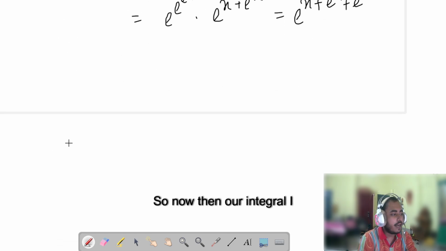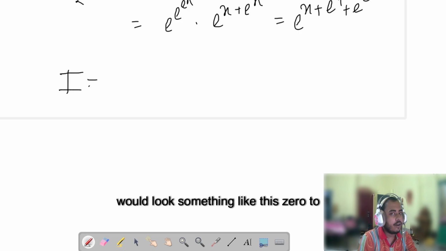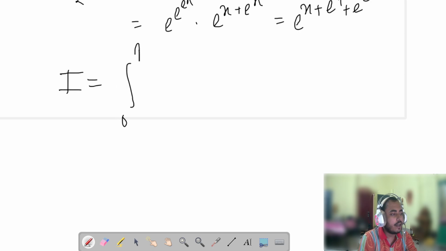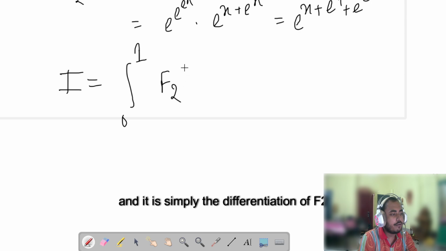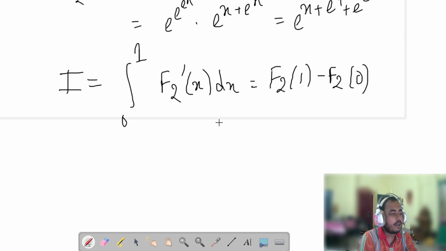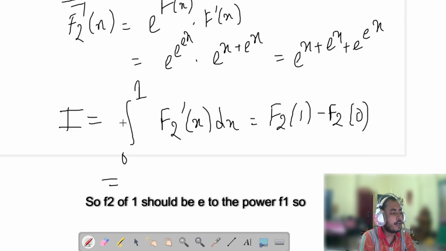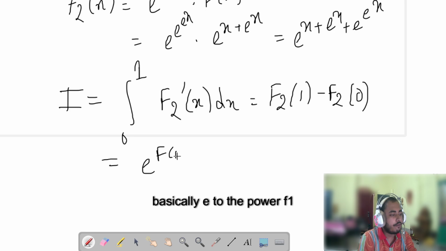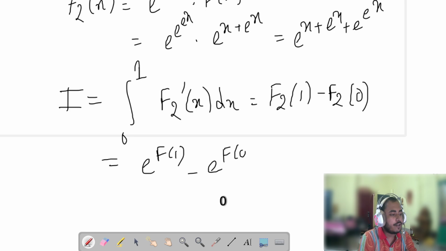Now our integral I would look something like this, from 0 to 1, and it is simply the derivative of f2 of x dx. According to the fundamental theorem of calculus, this simply equals f2 of 0 minus f2 of 1. Sorry, the reverse, obviously: f2 of 1 minus f2 of 0. Okay. Now what is f2 of 1? f2 of 1 should be e to the power f of 1, so basically e to the power f of 1 minus e to the power f of 0.